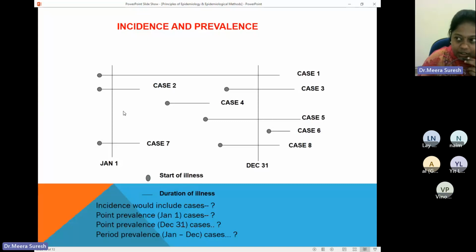Incidents should be new cases that appear from January 1st to December 31st. Okay, so case 3, case 4, case 5, case 8. Yes. So that is the incidence. And the second person, who was the other person who was talking? Lenny or Yitling, who was that?